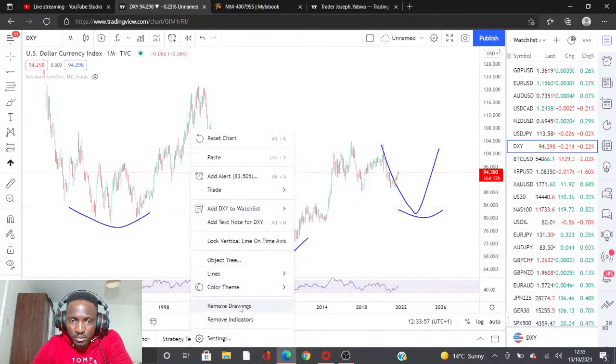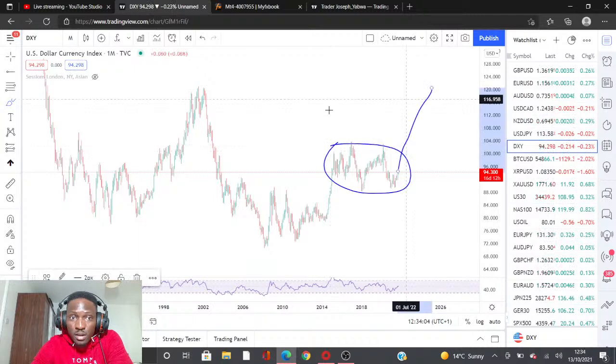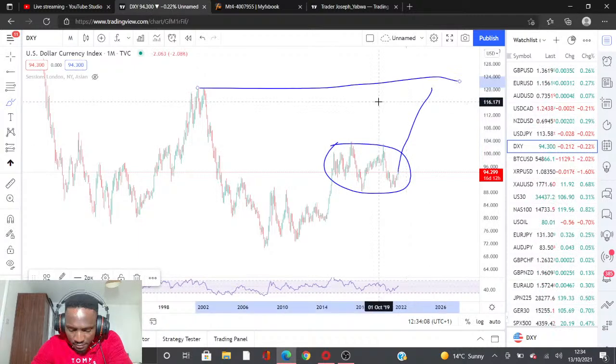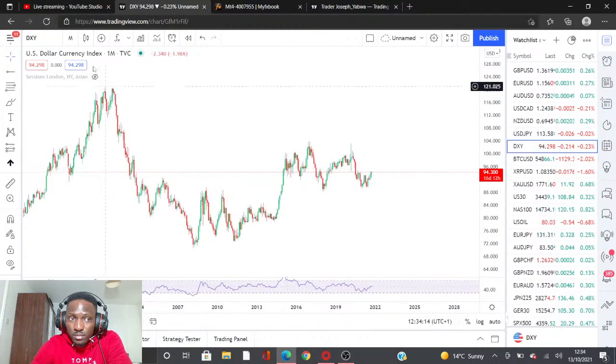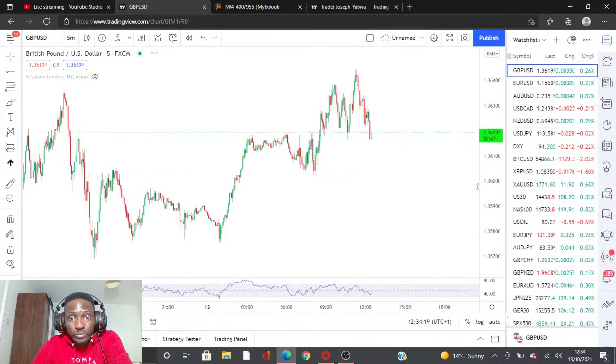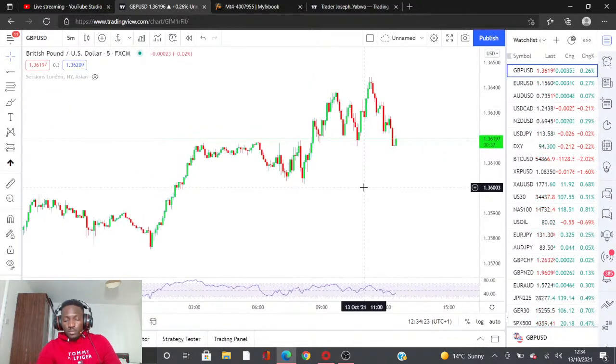I see this happening more than anything. I see this as a corrective pattern, a complex corrective pattern. I see this happening and retesting these highs. This is what I see on the dollar index, and a lot of the dollar currency pairs are going to back that up. So the dollar is likely going to be bullish. Currently the dollar is bullish, so I don't think you're going to see any kind of down move.